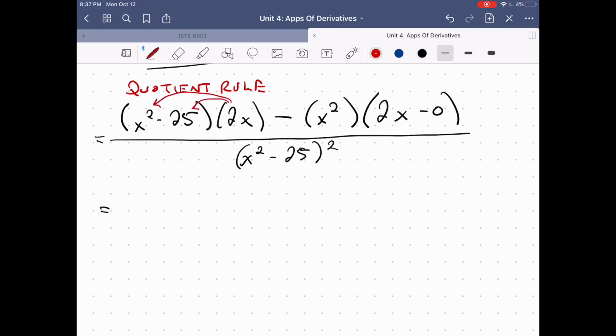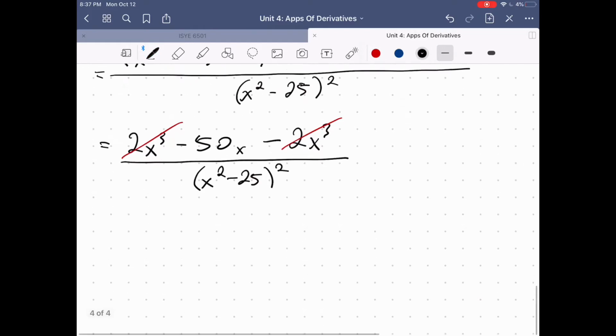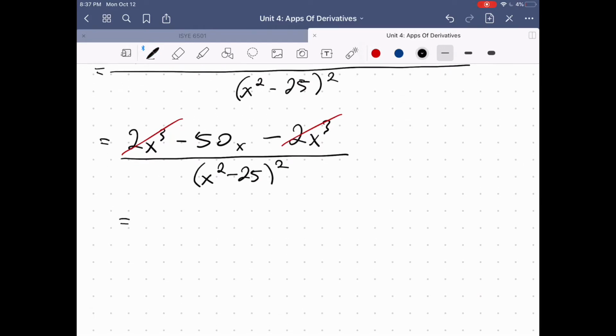So now we can just simplify this equation. I'm going to distribute that 2x into the parentheses to the left of it. 2x times x squared is 2x cubed. 2x times negative 25 is negative 50x. And then on the right, subtracting 0 doesn't do anything, and I can just multiply the 2x with the x squared. So that would be 2x cubed, and then there's a negative in front of it. Negative 2x cubed, all over x squared minus 25, quantity squared. In the numerator, the 2x cubes cancel each other out, so we just have negative 50x all over x squared minus 25, quantity squared.